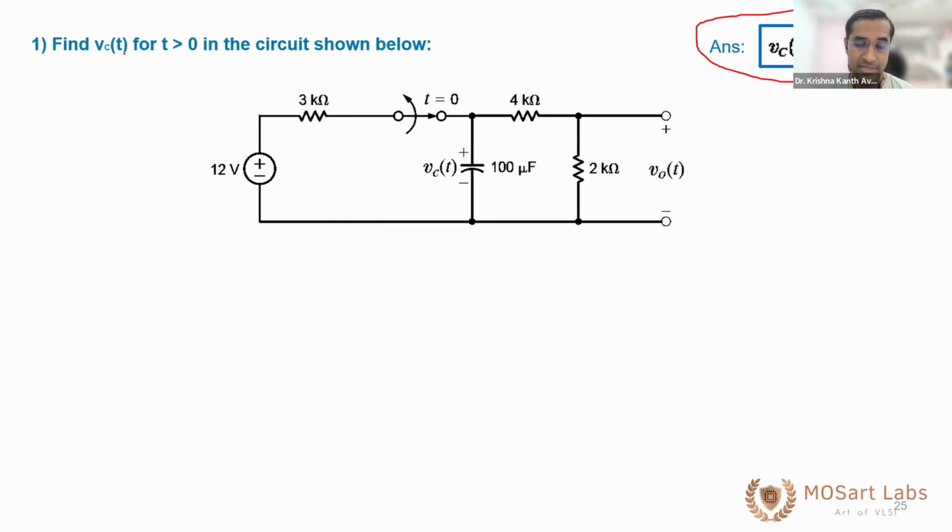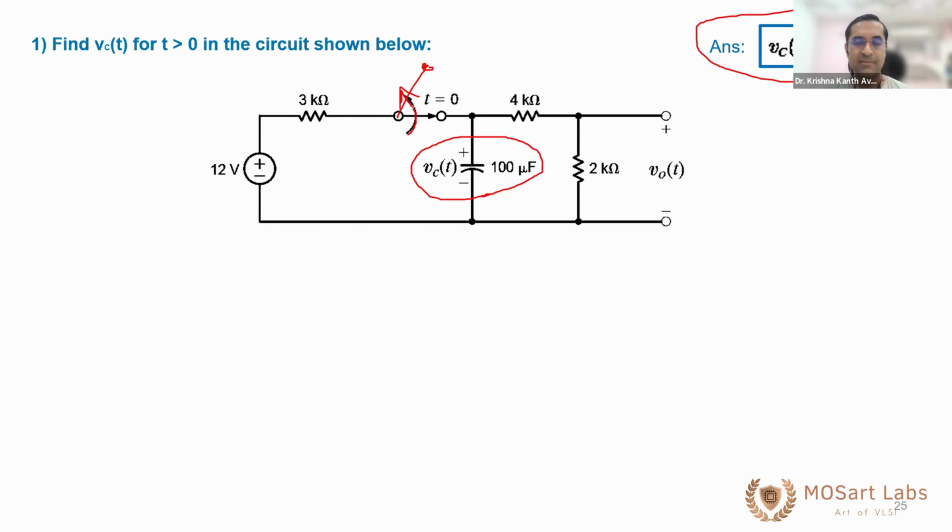Find VC of t for t greater than 0 in the circuit below, right? So what is VC of t? VC of t is the voltage across the capacitance. So initially the switch is connected and you are turning it off. When you say this, it just means that at t equal 0 you are connected. Just after t equal 0 you turn it off. So the switch is now brought here, which means the switch is disconnected. Okay, so what we are asked to do is find out VC of t.